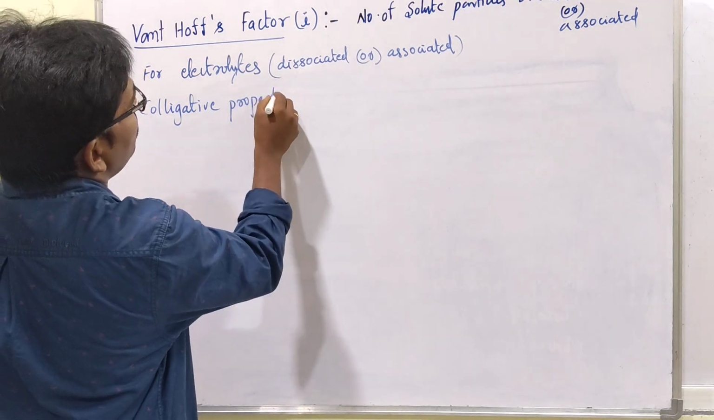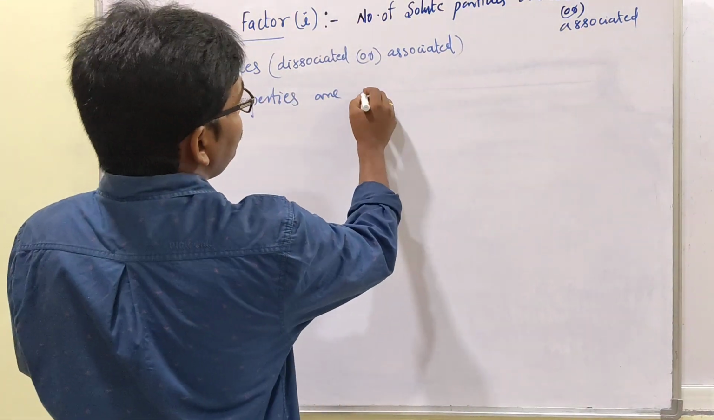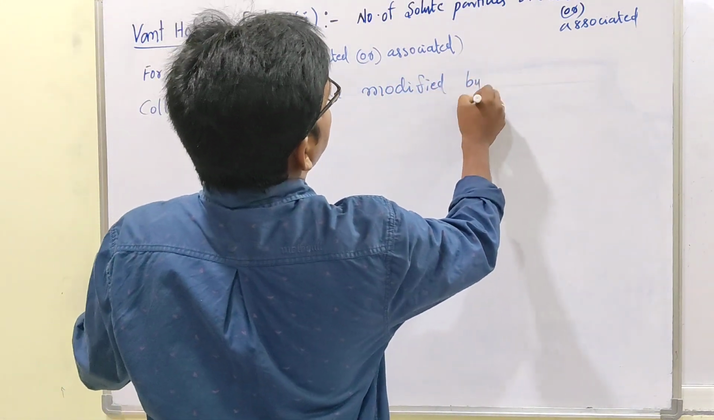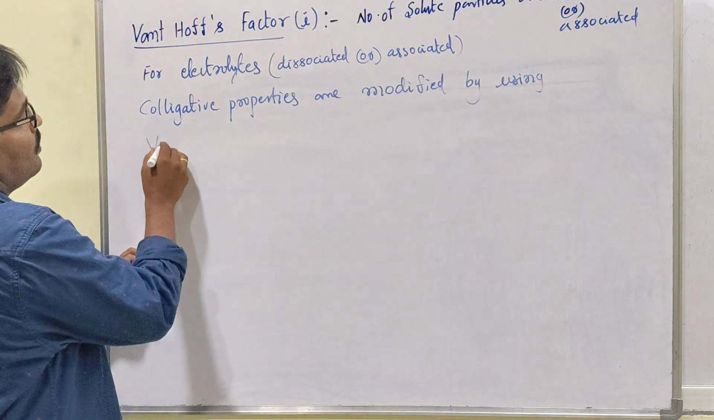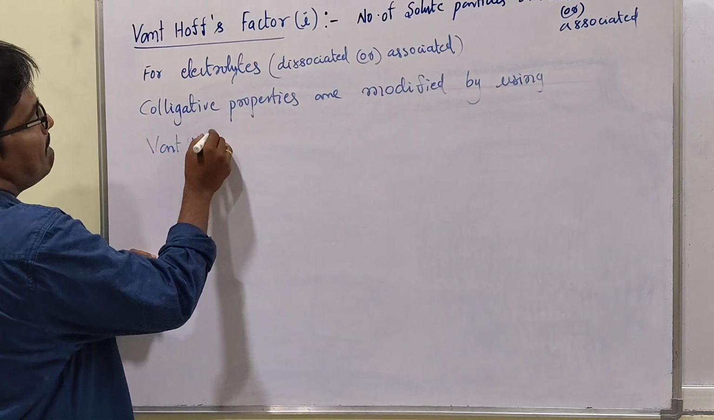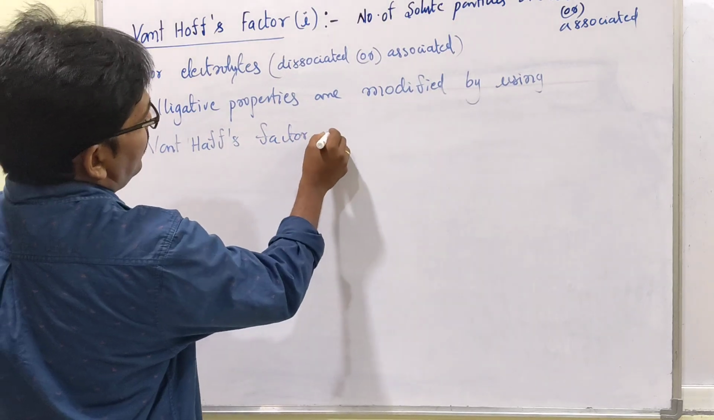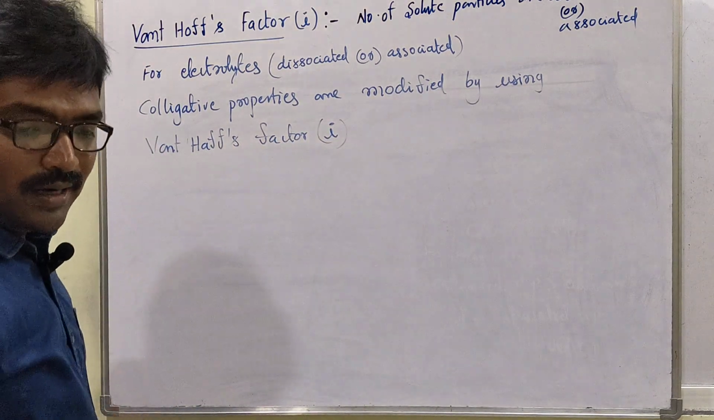Colligative properties are modified by using Van't Hoff's factor i. Sir, how was it introduced, how was it discussed?